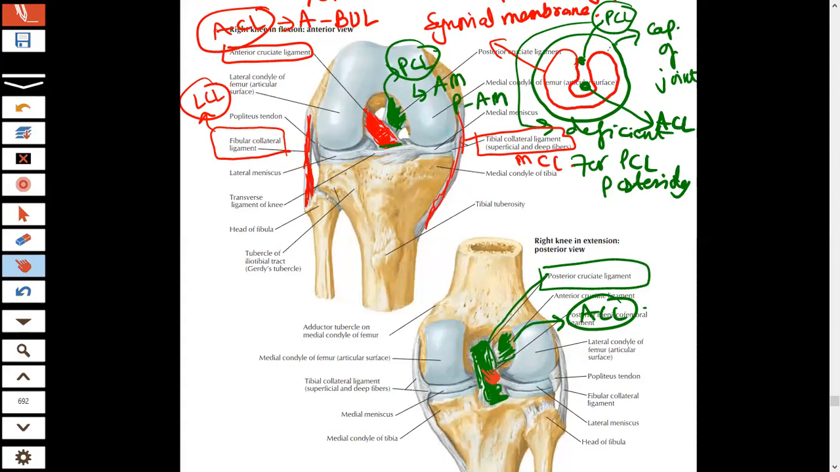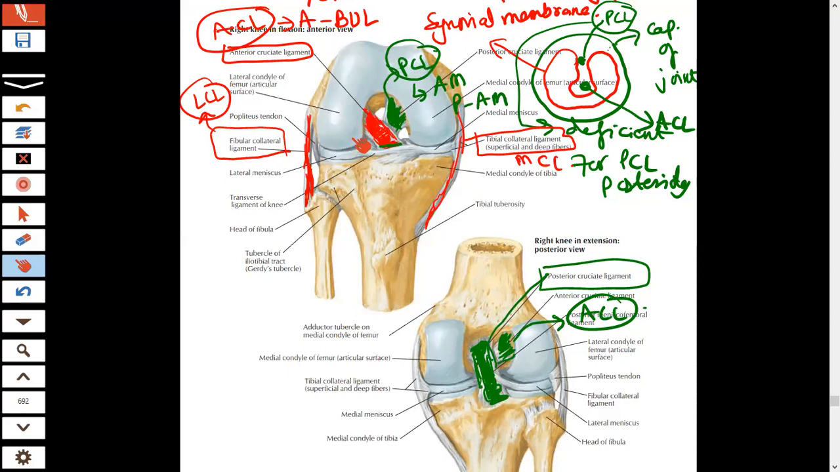Your PCL is present anteromedially, that's it, and attached to your medial condyle. So it is present anteromedially, but your ACL is coming out, see here, going backward, upward and lateral and attaching to the lateral condyle. Okay, clear to everyone? This is clear to everyone?